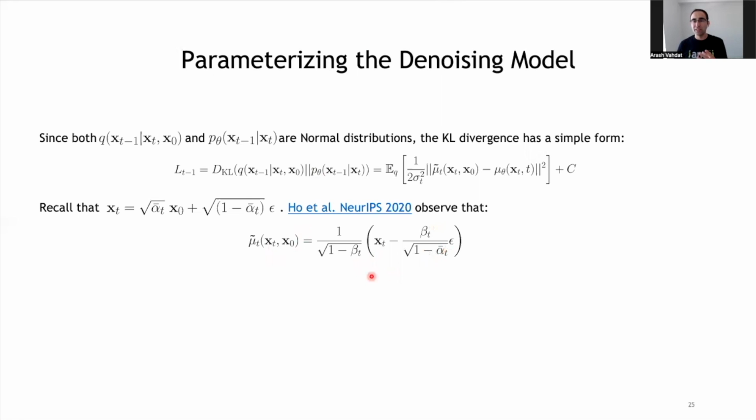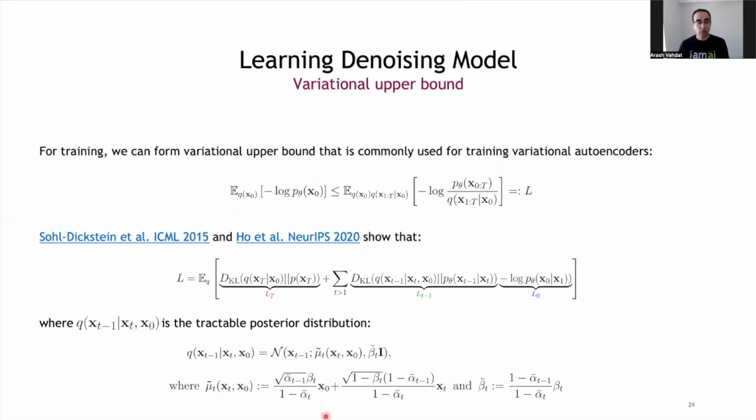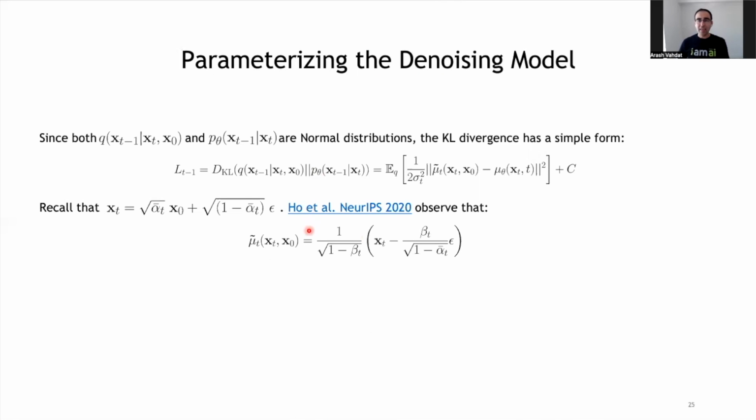To get this expression, it's very simple. You just need to do some arithmetic operations on this equation and plug in the definition of xt from the reparameterization trick. With some arithmetic, you will see that if you have a noisy image and you want to predict the less noisy version, and you knew the noise that was used to generate that noisy image, you can just subtract some rescaled version. So this is the scaled version of noise. You can take the noise and subtract some scaled version of it from xt to get the mean of xt minus 1.